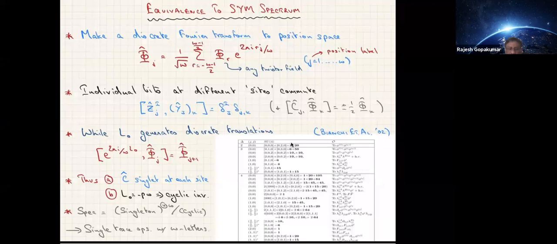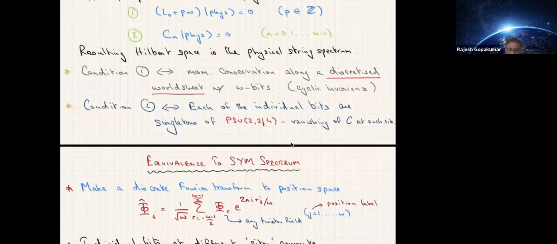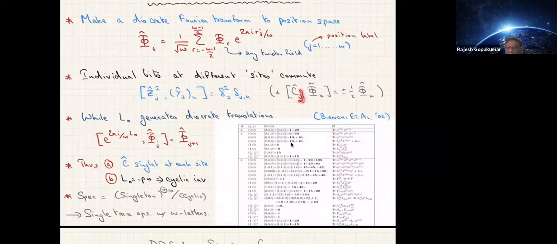So now you can think of the two conditions that we had as, instead of looking at C_n being equal from n equals 0 to W minus 1, you can consider the combinations C hat in position space. Requiring that is saying that basically there's a singlet at each site. So we think of the Fock space built out of the sites, and there's a singlet at each site. And L0 equals minus P by W is the statement that things are cyclically invariant, because if L0 is minus P by W, then this will move W times and come back to itself.